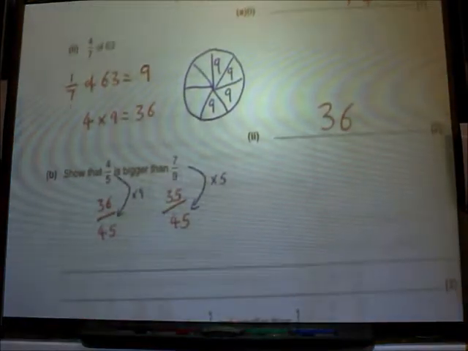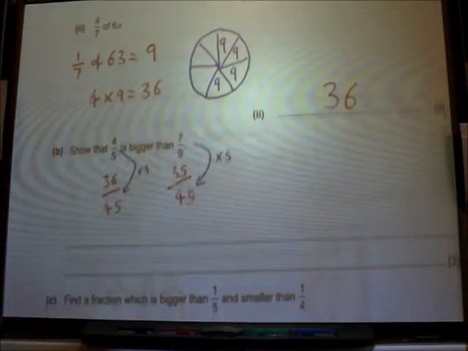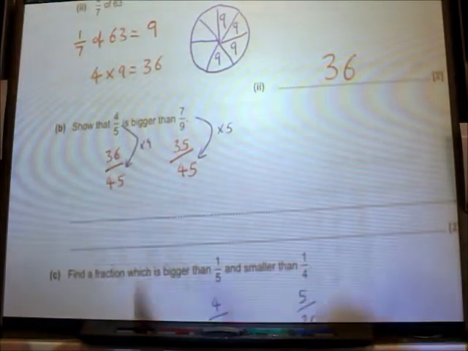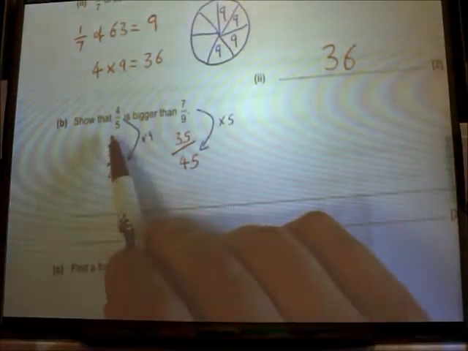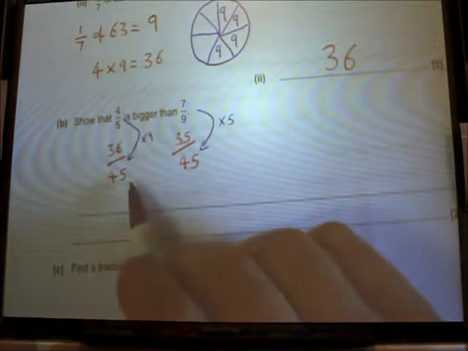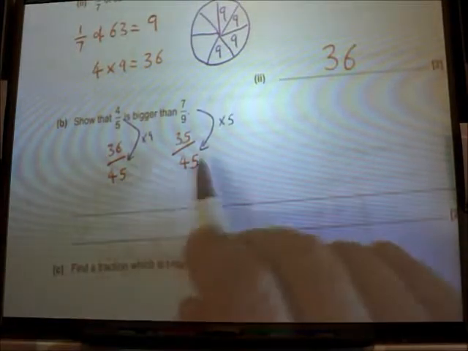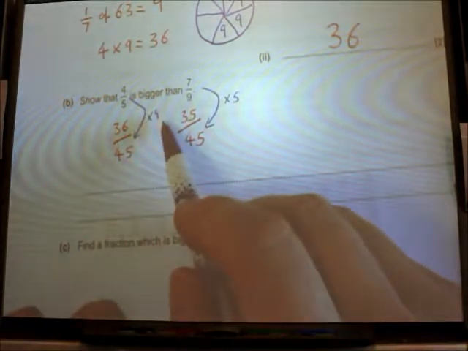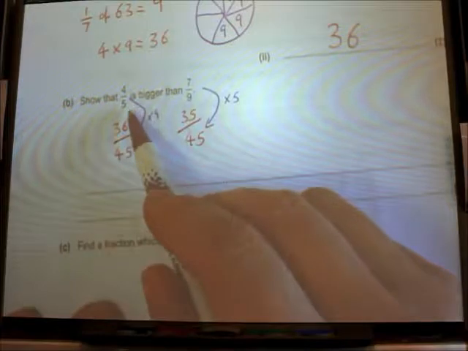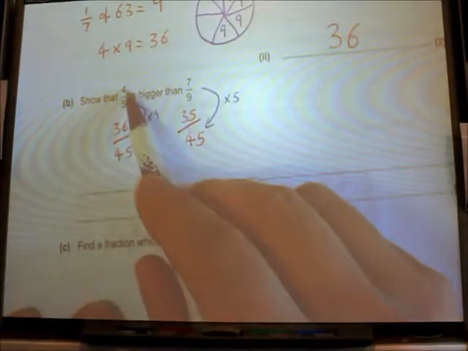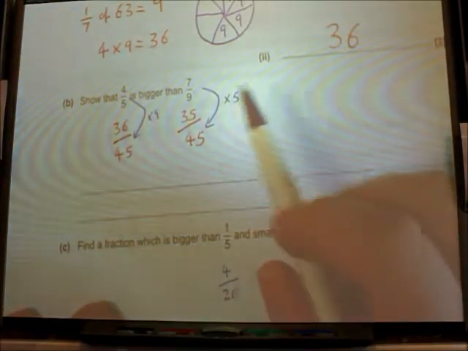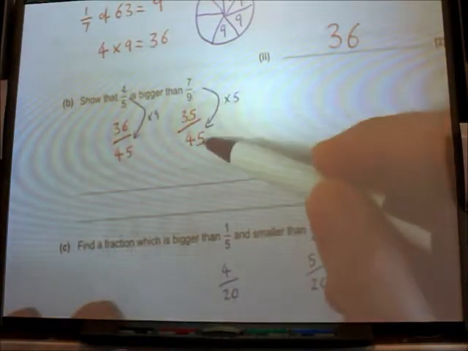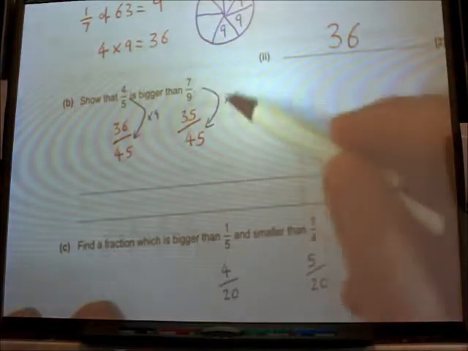Next one, show that 4/5 is bigger than 7/9. Well, to compare fractions, because that's what you're doing here, you must get the denominator the same. So what do 5 and 9 go up into? They go up into 45. So to get from 5 to 45, you multiply by 9. So because you're multiplying the denominator by 9, you must also multiply the numerator by 9, so it gives you 36. And this one here, how do you get the denominator of 9 to be 45? You multiply by 5, so you must do that to the numerator as well.